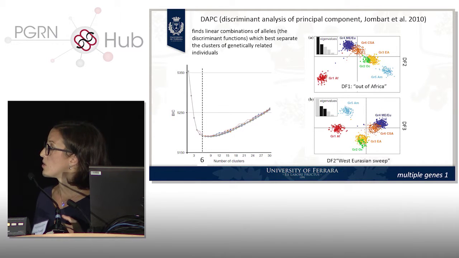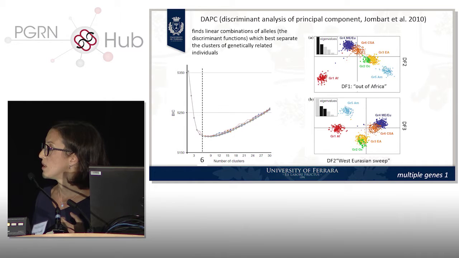The first one is representing discriminant function 1 versus discriminant function 2, so most of the genetic variation that we have in these samples of SNPs. And as you can see here, discriminant function 1 is exactly the out of Africa. So here you have populations from Africa, and on the other hand, you have populations from Europe. In other terms, this is clearly mirroring the demographic expansion out of Africa of our species.